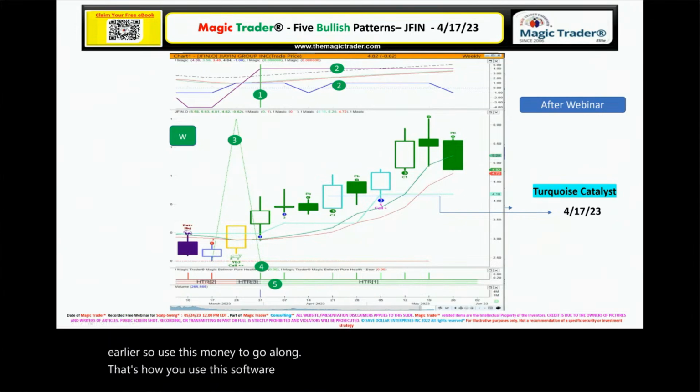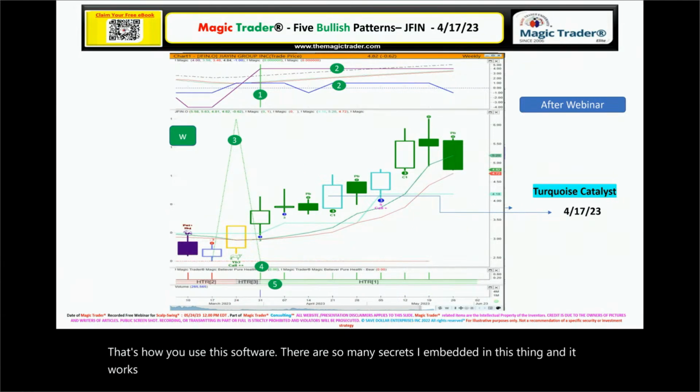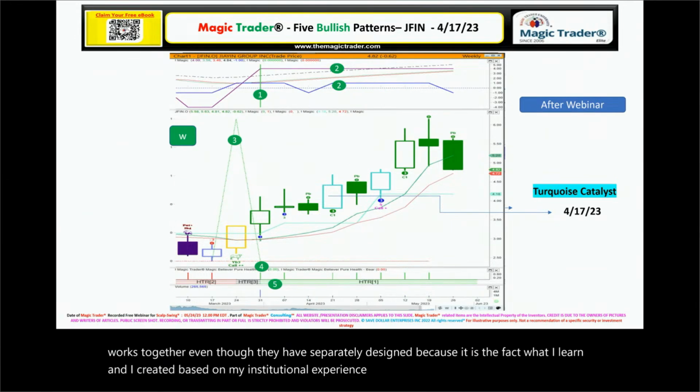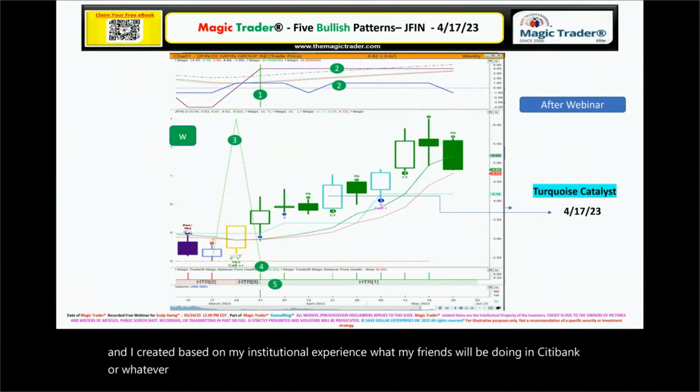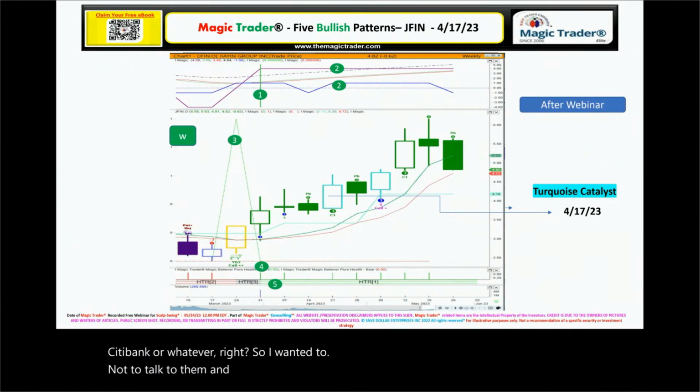There are so many secrets I embedded in this, and it works together even though they were separately designed, because it is based on what I learned and created from my institutional experience, what my friends will be doing in Citibank or whatever. So I wanted to not talk to them anymore, so I don't have to talk. And I did, for the first five to seven years.